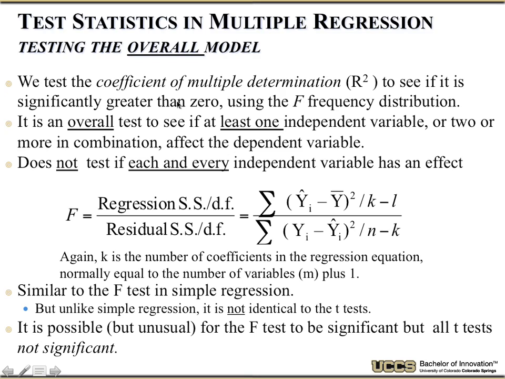To test the overall model, we take the coefficient of multiple determination, r squared, and we see if it's significantly greater than 0 using the F distribution. In 1D, the t-test and the F statistic were the same. In higher dimensions, they're not. The t-test is only applied to every dimension separately. The F statistic goes over all of them. And it's really saying, is there a relationship between the variables?